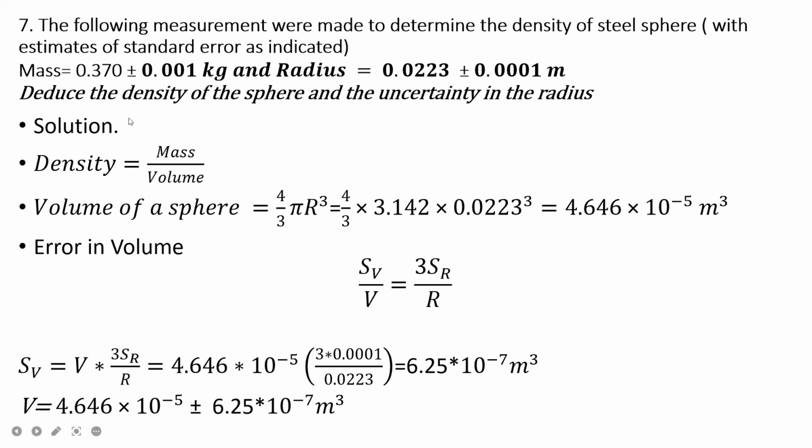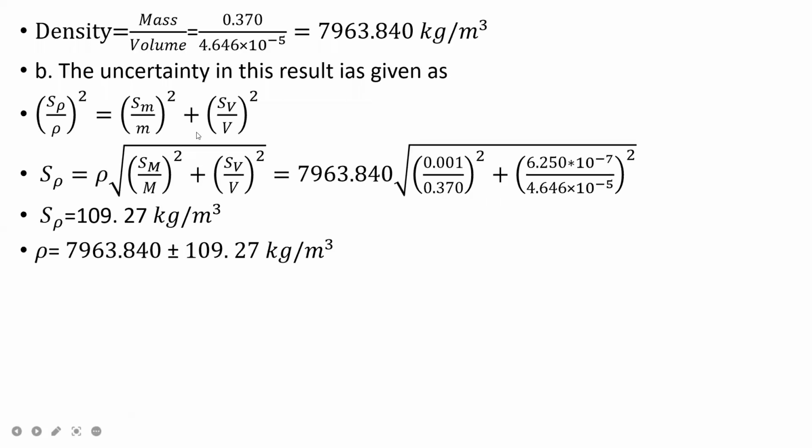The next thing we have to do is to calculate the density, since we've gotten our mass and we have our volume now. On calculating the density, we have density equals mass over volume. Our mass is 0.370 divided by our volume, 4.646 times 10 to the power minus 5. So on dividing, we have this.